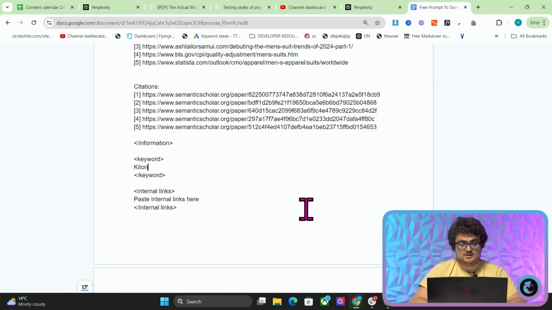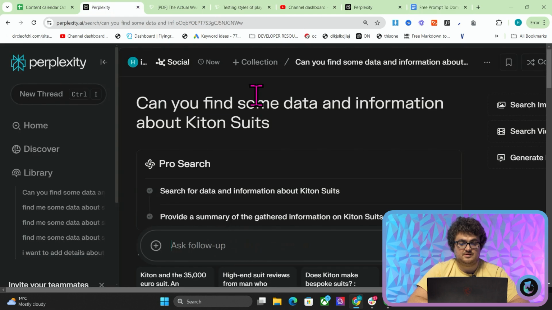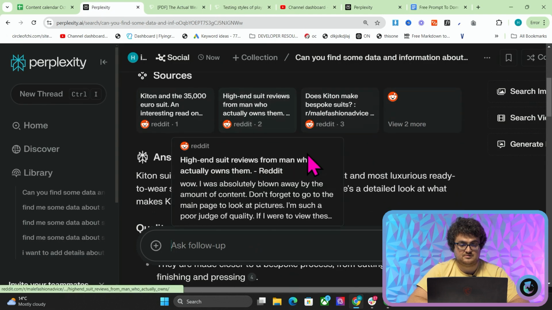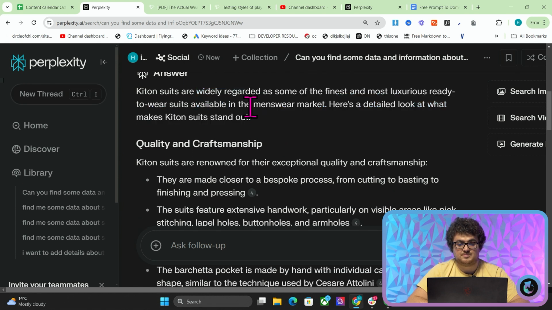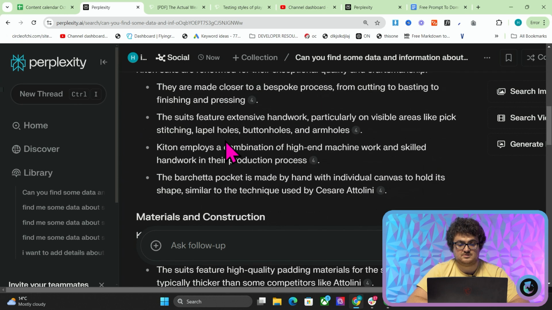So let's just say "Kiton suits, best Kiton suits 2025" would be the keyword. And then let's see what this comes up with here. So Kiton suits are widely regarded as some of the finest and most luxurious ready-to-wear suits in the menswear market. Here's a detailed look at what makes Kiton suits stand out.